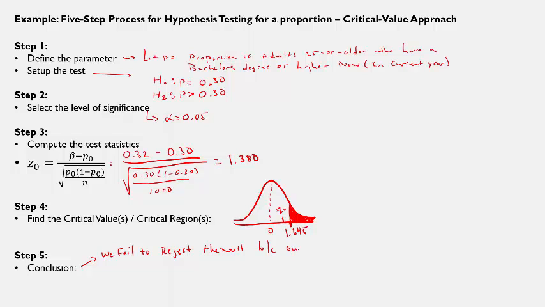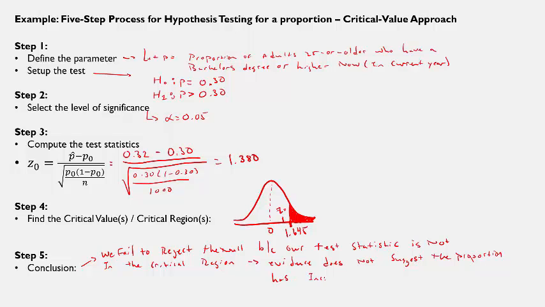This is because our test statistic is not in the critical region. So what this means is that the evidence does not suggest the proportion has increased. For whatever reason, since 2010, the evidence that we've collected suggests that the proportion of people aged 25 years or older who have a bachelor's degree or higher hasn't gone up. It hasn't increased from the 2010 level.